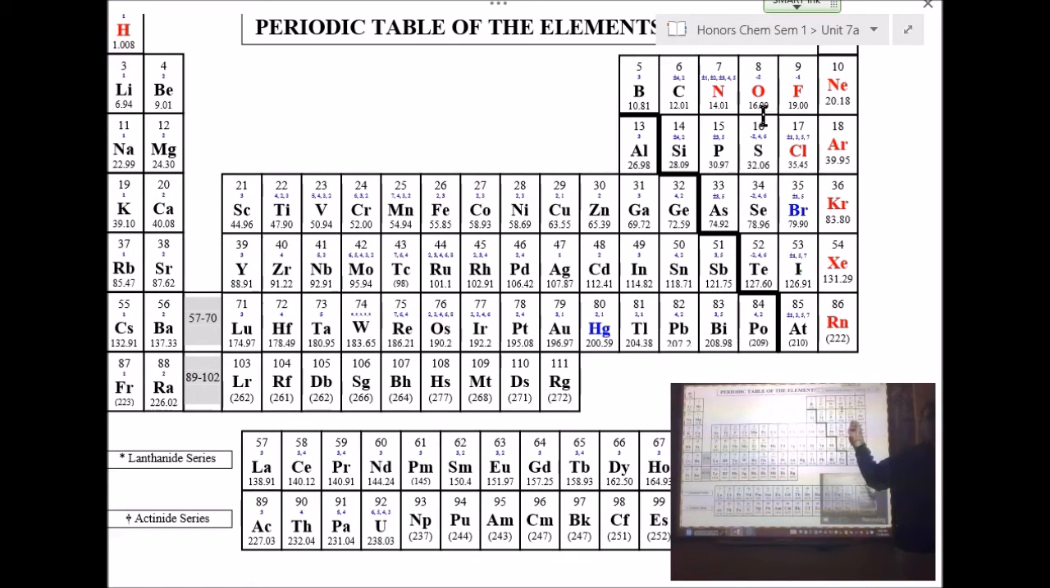Sulfide. Chloride. Here's the tricky one. Selenide. That's close enough. Bromide. Iodide. And that's it. So those are, if they're the second element, just drop the last syllable and add IDE.